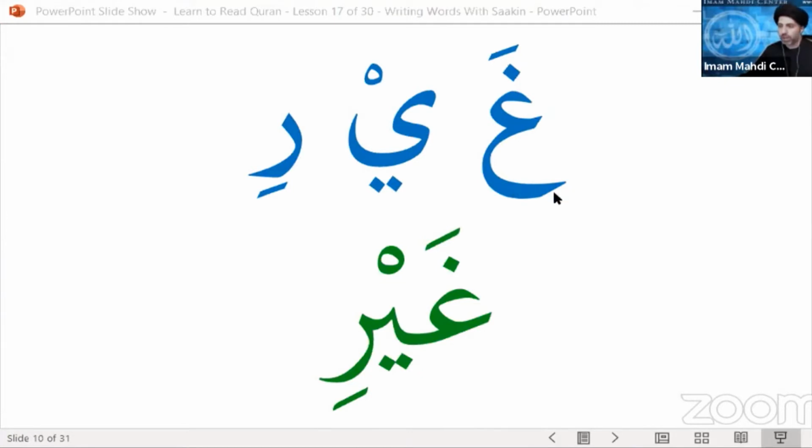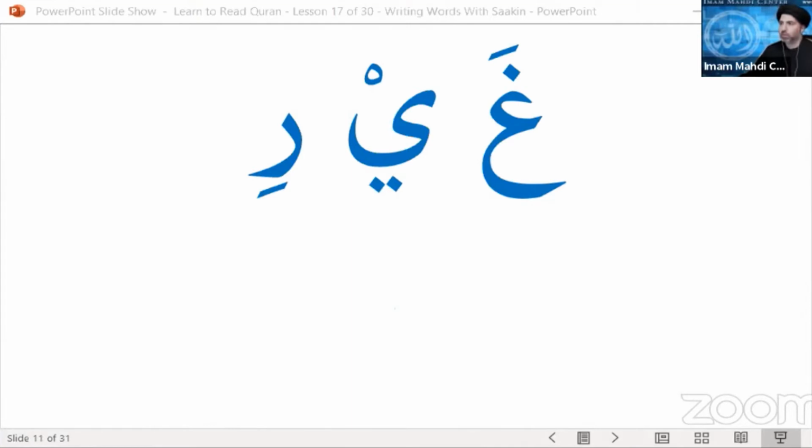This is ghain with fatha, which alone is pronounced gha, but then after it is a ya with sakin, so we join it to this ghain, so together we pronounce it ghay. The ghain by itself is gha, and since the ya has sakin, we only pronounce the y sound of the ya, so we say ghay, and then the ra has kasra, so it's re, so this is pronounced ghayre. So we rewrite it as one word, the ghain in its lowercase form, the lowercase of the ya with the two dots, and then the ra.